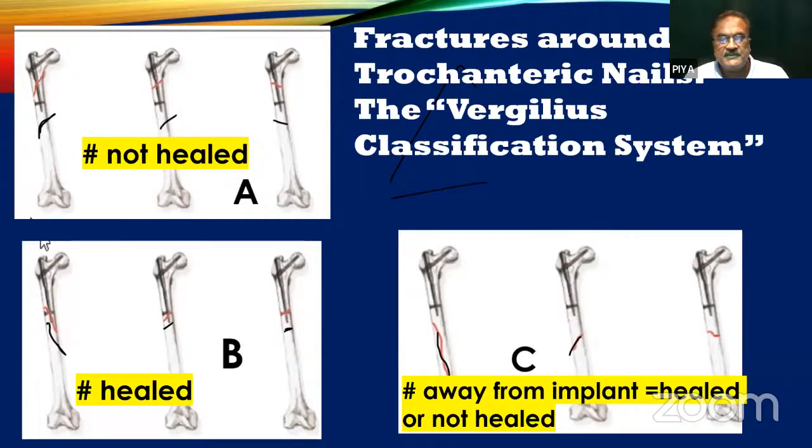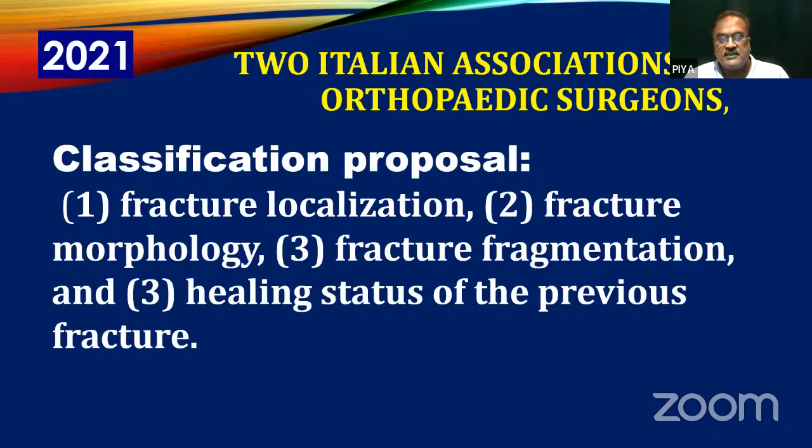A similar type of classification is also described by the Virgilius classification system, and that is the same as Chan's classification with little modification, where the pattern of the fracture is included. So the Italian Association of Orthopedic Surgeons say not only the proximal or distal to the tip, but you must also assess the classification proposal and the factors to be considered in classification: fracture localization, fracture morphology, fracture fragmentation, and healing status of the previous fracture.